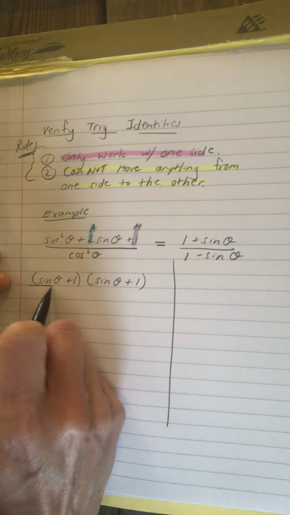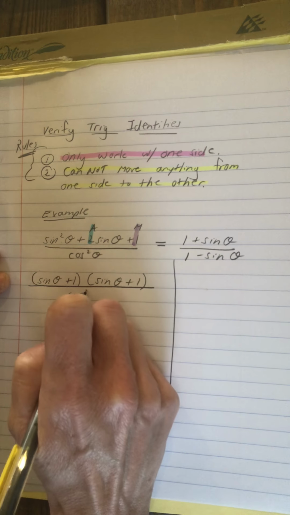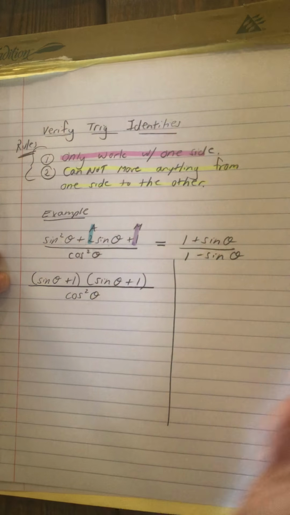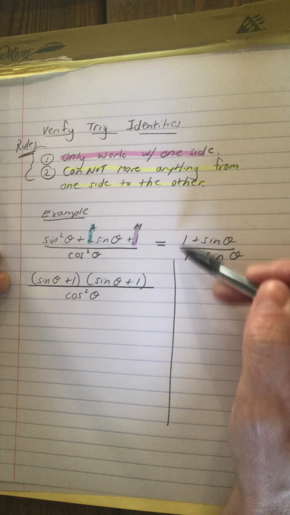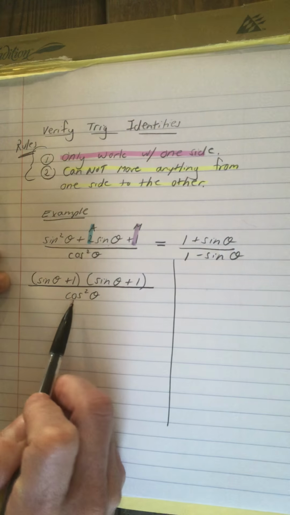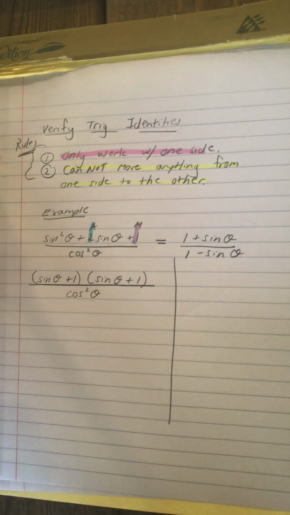Now I'm looking at that denominator, and I'm saying to myself, I have a cosine squared. But when I look at the right side, I need to get my expression with only a sine. I need to somehow rewrite that cosine squared theta. Go to your cheat sheet.